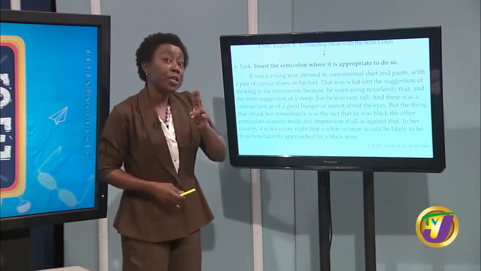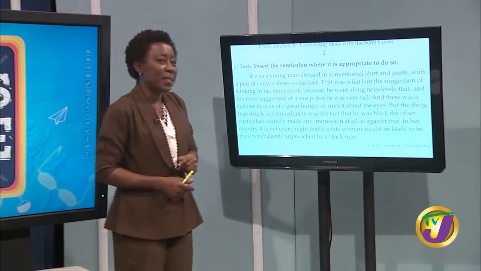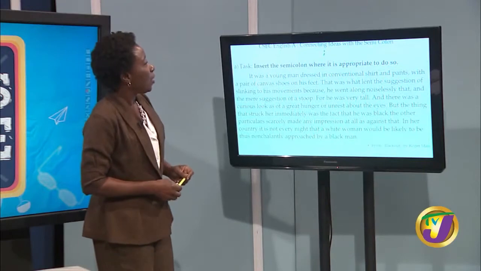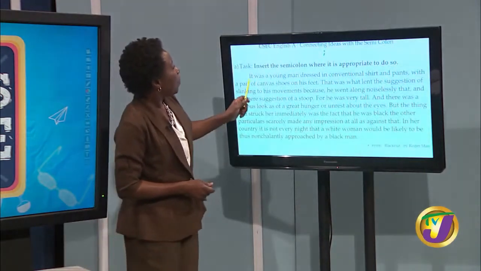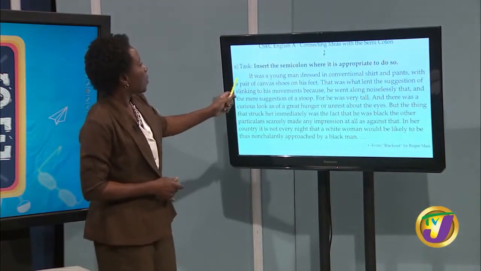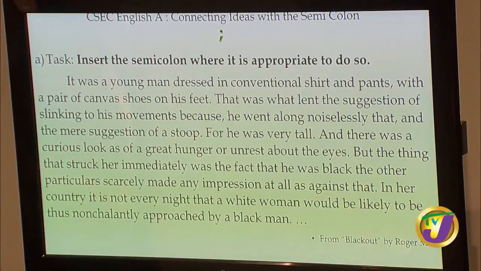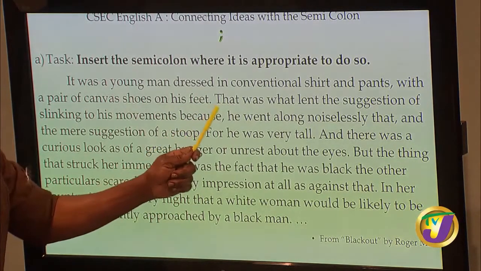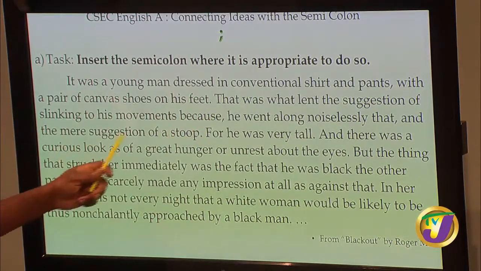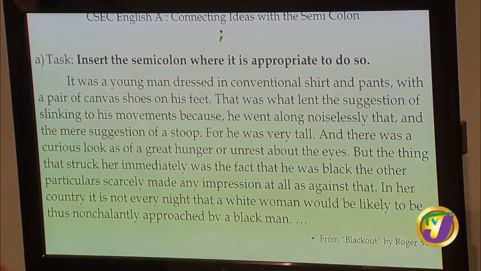Then there are actually 2 semicolons in this piece of work. So the first one looks okay. It was a young man dressed in conventional shirt and pants with a pair of canvas shoes on his feet. That looks okay. And that was what lent the suggestion of slinking to his movements, because he went along noiselessly. You hear as if an independent thought is coming out right there, right?